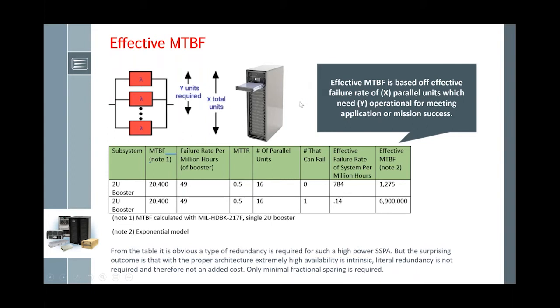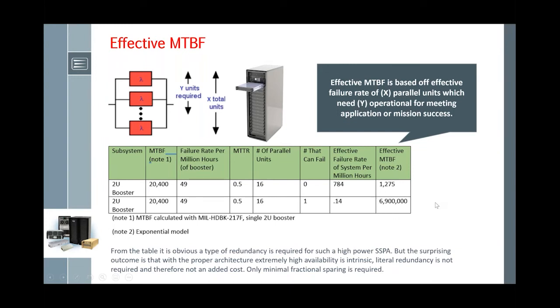But how you overcome that is with the architecture that we have. So the same booster, 16 of them in parallel. But you look at the MTTR, mean time to repair, we put in a half hour here. It's shorter than that. Probably takes you 15 minutes maybe to find the spare, right? But if the system operates according to requirements, specifications, mission, the effective MTBF is 7 million hours.